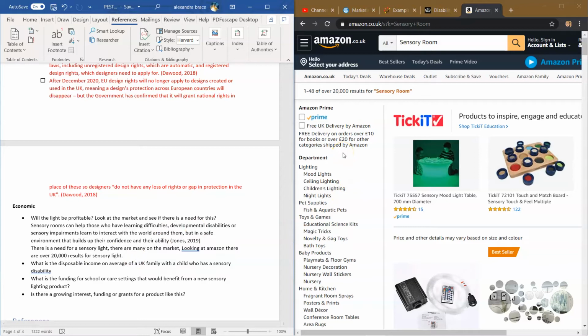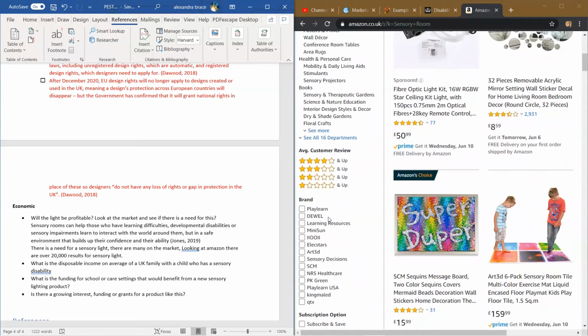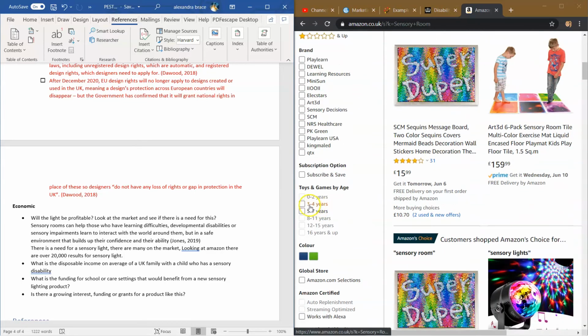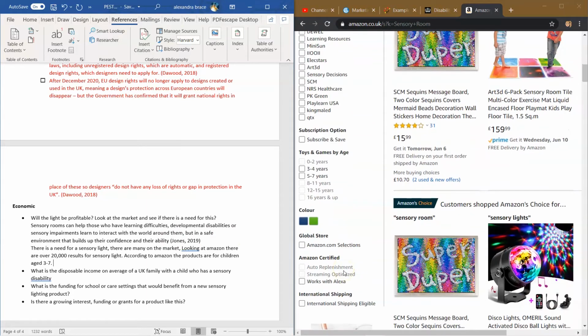Now, I can look down on this filter section here, and I can see that the products are for age 3 to 4 and 5 to 7. So I can pop in here: according to Amazon, the products are for children aged 3 to 7. Now there isn't really a filter for any of the other age ranges.